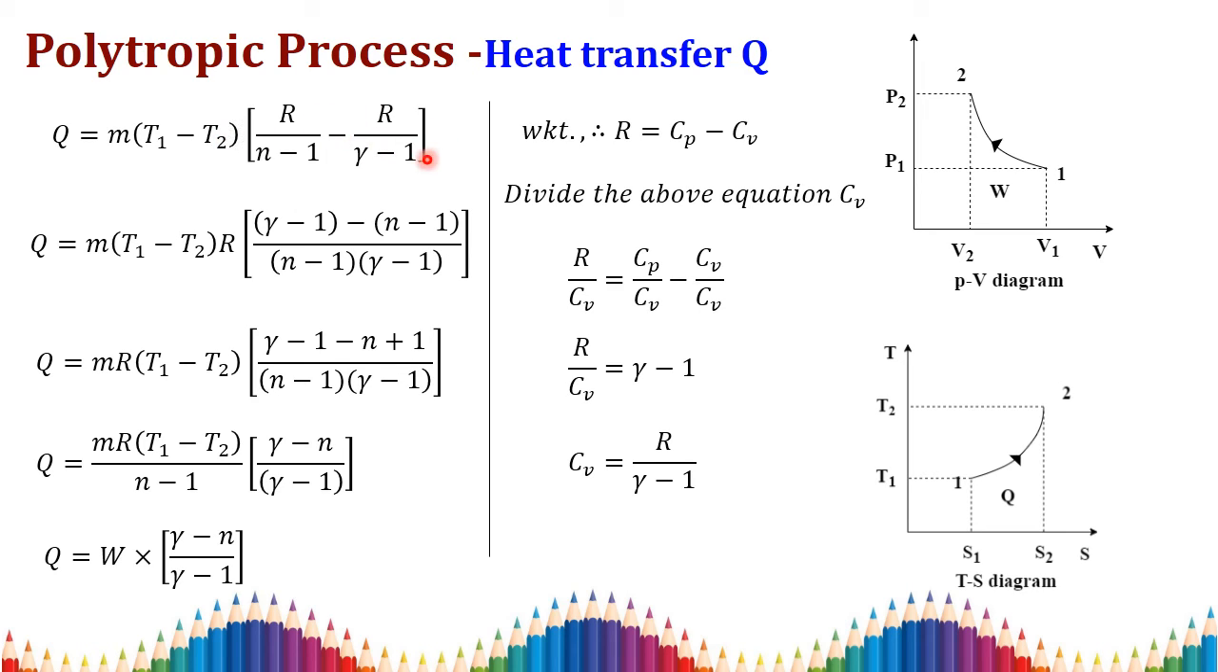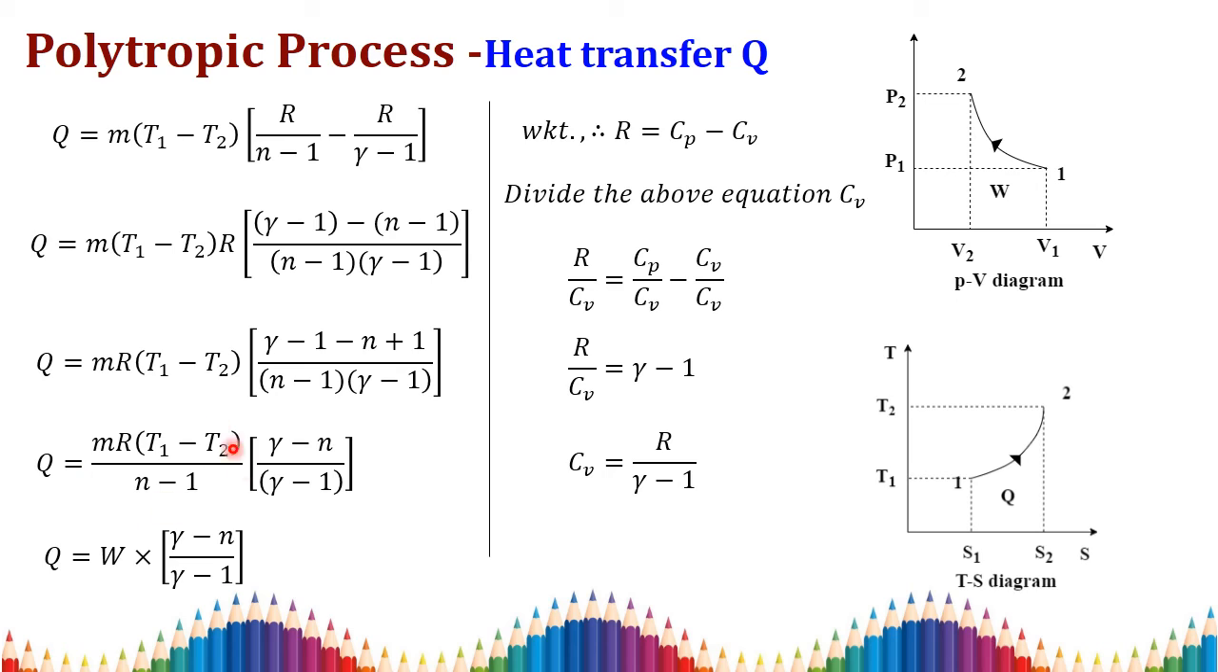Then in the next step, R is common in both the terms. You take it outside and you take the LCM here, that is gamma minus 1 minus n minus 1 divided by n minus 1 into gamma minus 1. In the next step, you remove this bracket and add all those terms. You will get minus 1 plus 1 cancelled, then it is gamma minus n. Here I am taking out this n minus 1 outside. So mR T1 minus T2 divided by n minus 1 into gamma minus n by gamma minus 1.